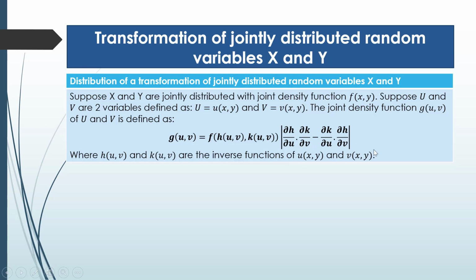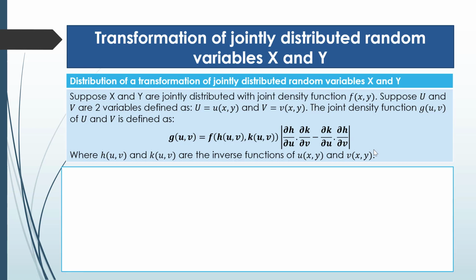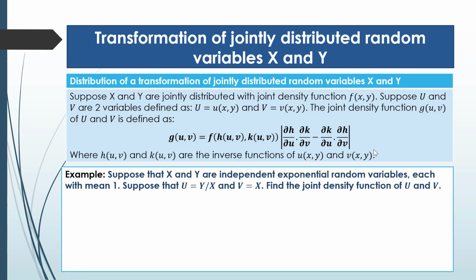Let's look at an example. Suppose that x and y are independent exponential random variables with mean 1, and suppose that u is y over x and v is x. Find the joint density function of u and v. So here, look at the formulas. We need first the joint density function of x and y. Then we need h and k and the Jacobian determinant.